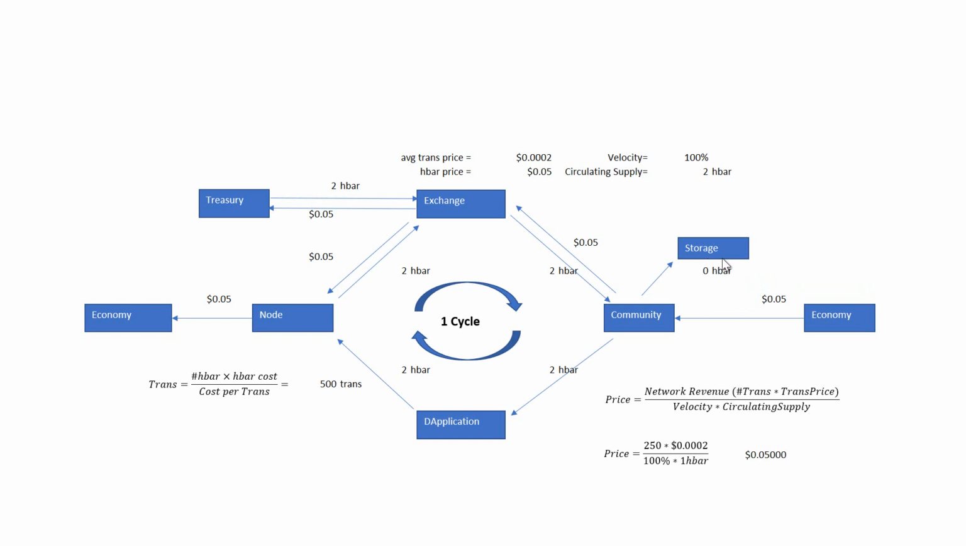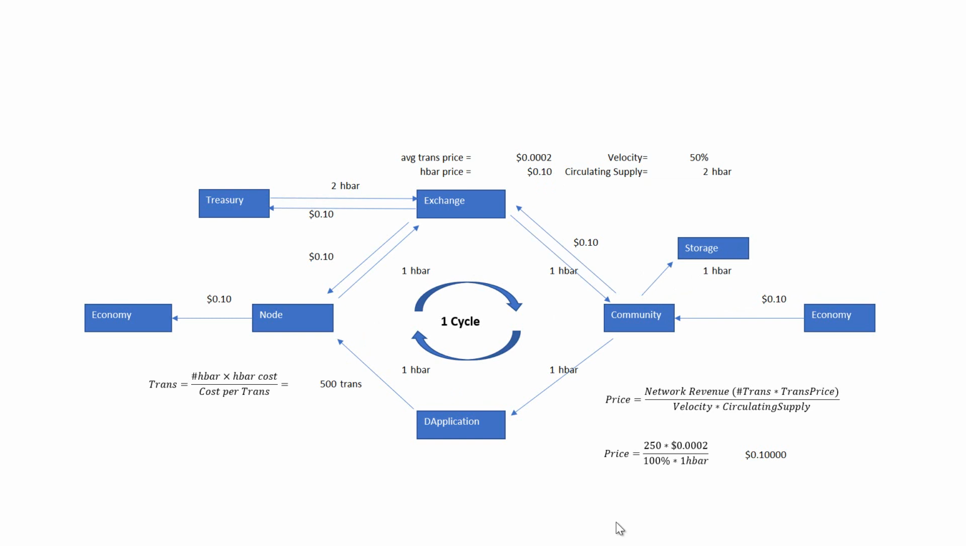What storage does is it effectively lowers the velocity of the network. Less hbar are participating in the economic cycle. Storage is also known as hodling, holding on for dear life. If we cut velocity in half, we take it to 50%, what we should see is that our hbar price has now doubled. It was at 5 cents, now it's at 10. You can see that one hbar is now in storage, someone's hodling it, and one hbar is left for the remaining 500 transactions in the economic cycle.